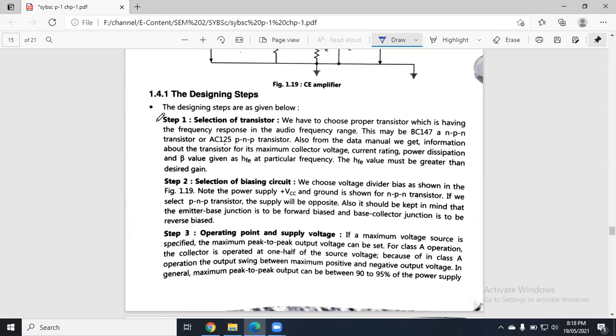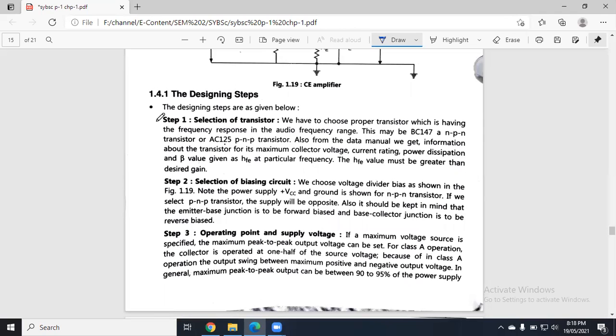This may be BC147. This is the name of the transistor, BC147, and it is an NPN type of transistor. There are multiple types of transistors available. These are the two which are commonly used: BC147, an NPN transistor, and AC125, a PNP transistor. We know very well the difference between NPN and PNP. If somebody is not aware of a particular transistor or device, they can go through the datasheet of that device and find all the required information there.